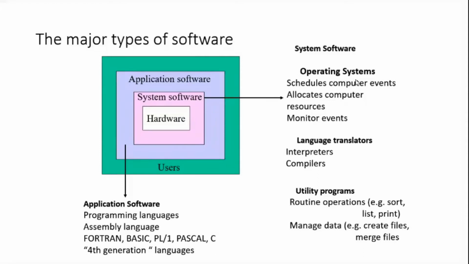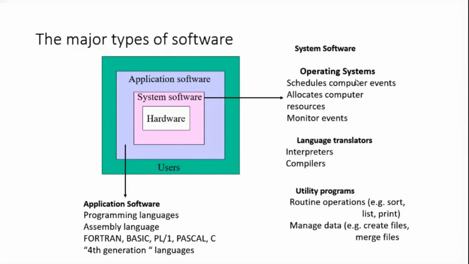Then it allocates the computer resources, various resources of the computer, like RAM, how much memory is to be used, how much time is to be dedicated for working of this particular operation, etc. Then it monitors the events also, whatever is happening, whether it has happened successfully or there was a failure. So the operating system schedules, allocates, and monitors the events.